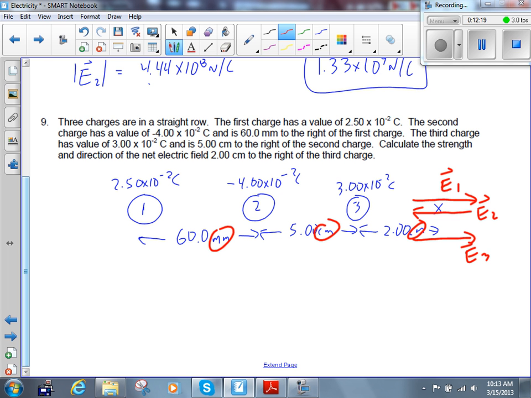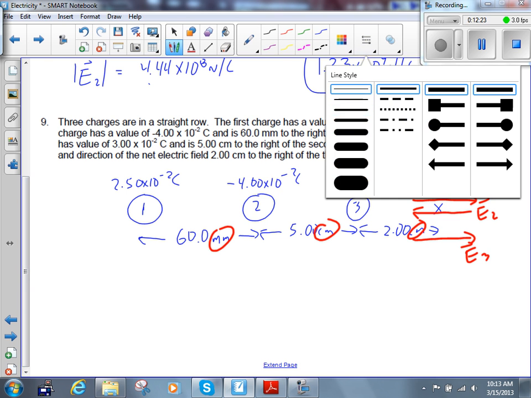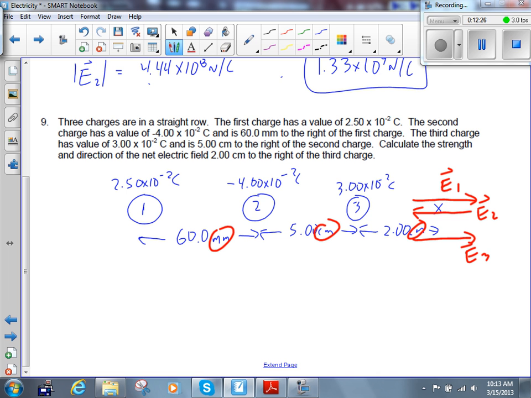What are we going to do at this point? Give you a hint. It's easy. Let's calculate the value of E1. It's KQ1 over R squared. What's R, though? That's the only real tricky thing with this. What's the value of R? It's the 3 distances added together.